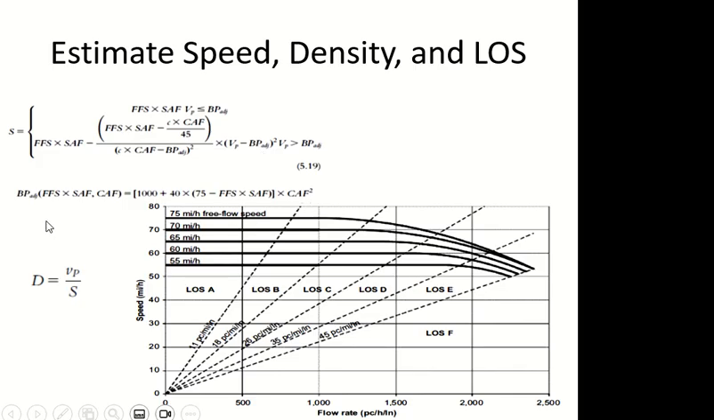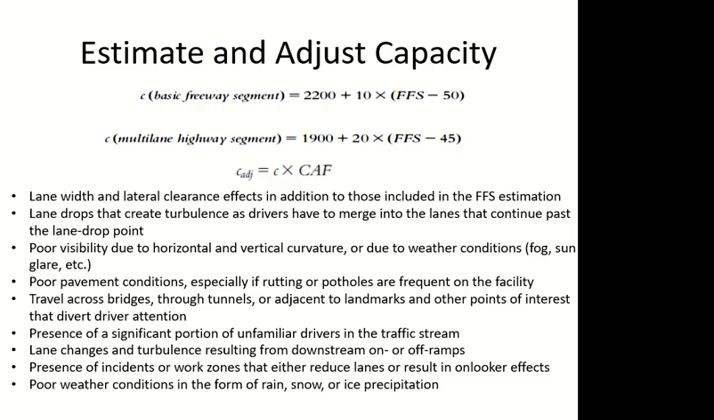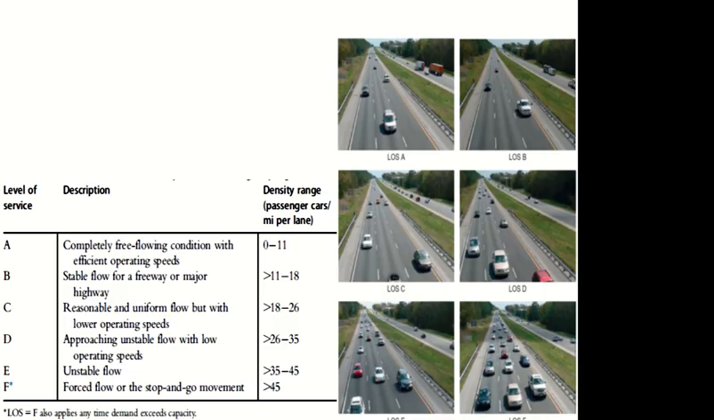Once you have the breakpoint, you check whether your flow rate is more than or less than the breakpoint. Let's say the breakpoint is 2000 and your flow rate is less than the breakpoint, that means your speed equals the free flow speed. So you will do flow rate upon speed, which will be free flow speed, find out density, and then use this table to find out the level of service, this one.